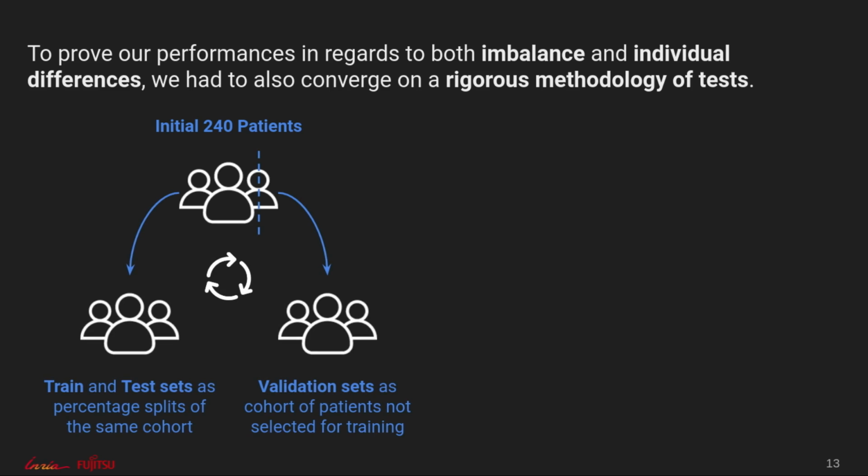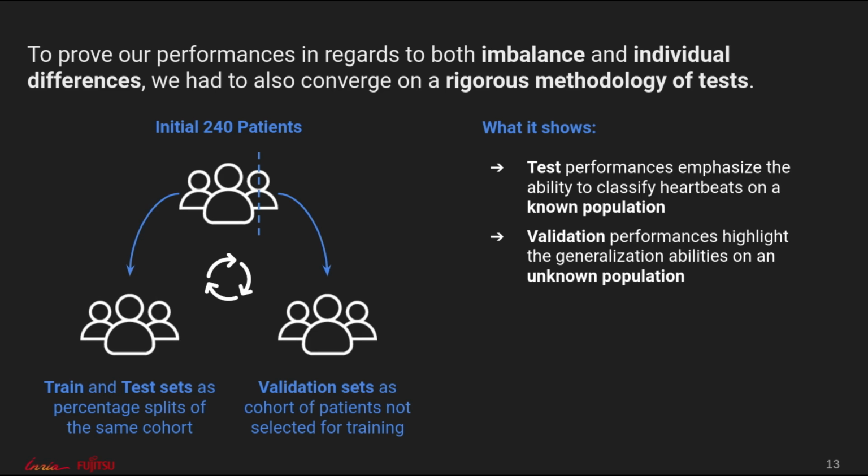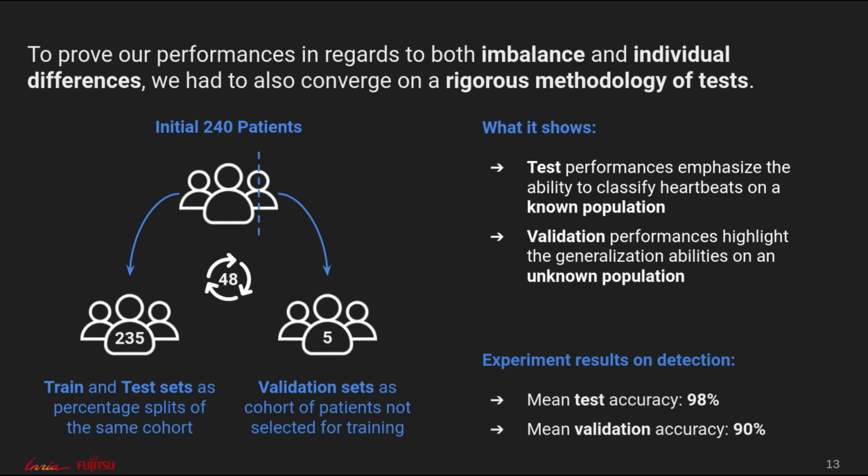One is that test performances will assess our ability to classify patterns we are familiar with, whereas validation will emphasize the ability of our model to generalize on totally unknown populations. Regarding parameterization, each validation is made of 5 randomly selected patients, while training and testing sets are made of the 235 remaining patients, which accounts for a total of 48 rounds of validation.